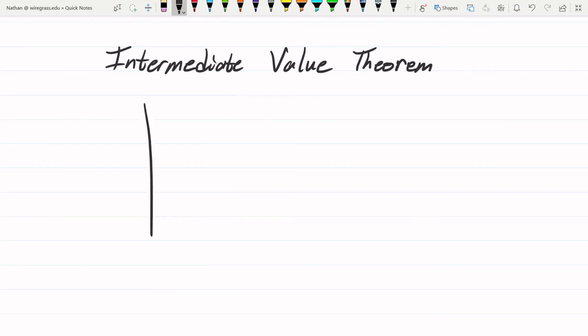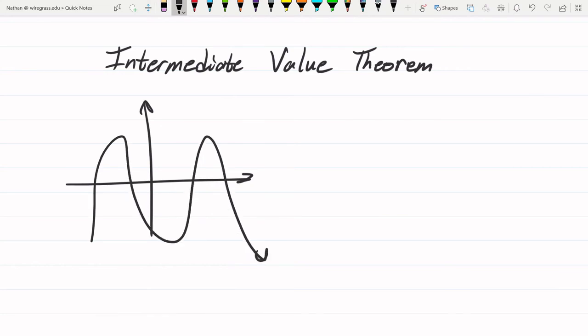If I have a function like this, some polynomial, whatever it is, and at some point here this is above the x-axis, therefore f of x is greater than 0. And if I have some point down here where f of x is less than 0 because it's below the x-axis, then the intermediate value theorem says that between these 2 points, at some point, the function will hit 0. And it does, in fact, hit 0. It hits it right there. And this is based on the fact that polynomial functions are continuous.